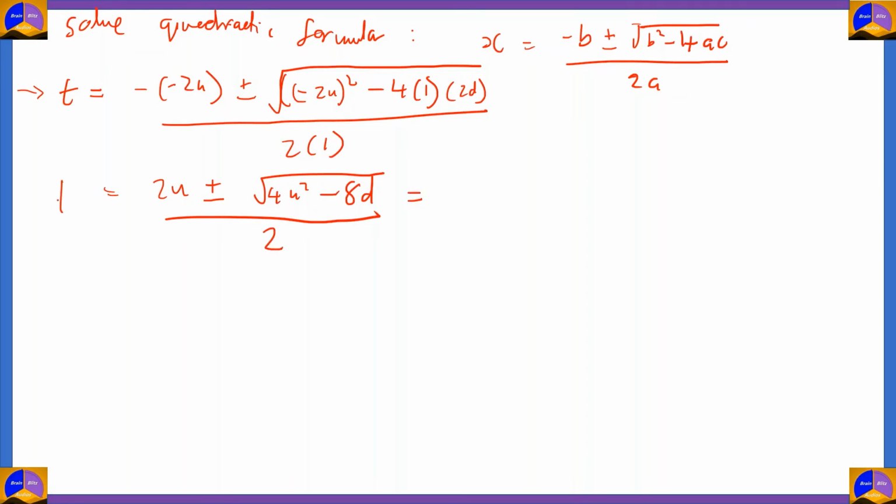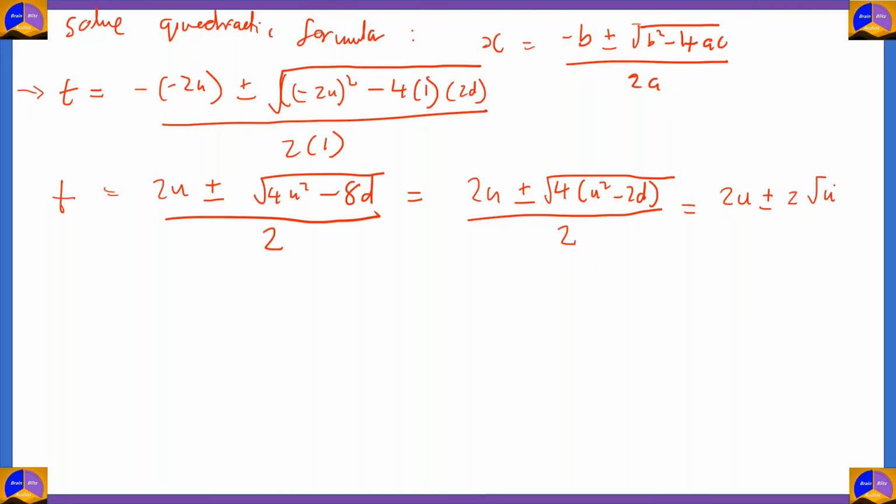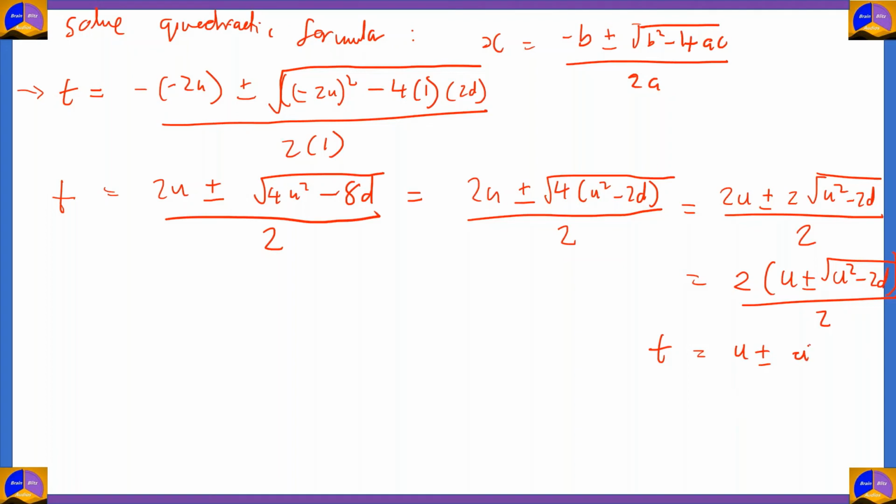So now we need to take out something common inside the root. So that is 2u plus or minus 4 can be taken common, and then that'll be u squared minus 2d, inside a root, divided by 2. And since root of 4 is 2, we can write 2u plus or minus 2 times root of u squared minus 2d, divided by 2. Again, both of these have a common term, so we take 2 outside, so it'll be u plus or minus root of u squared minus 2d, and then whole divided by 2. So we get time as u plus or minus root of u squared minus 2d.